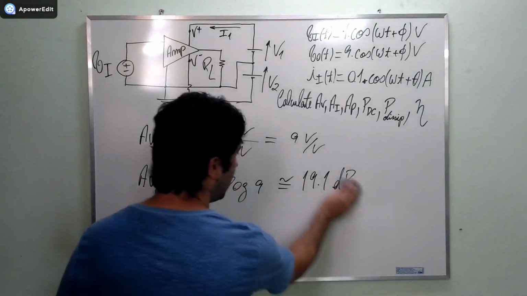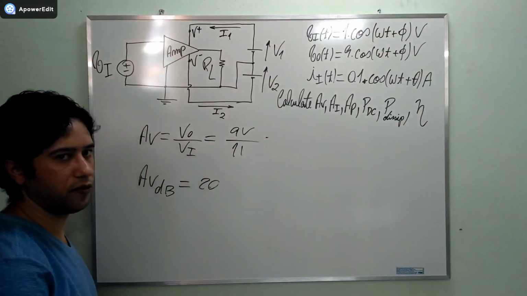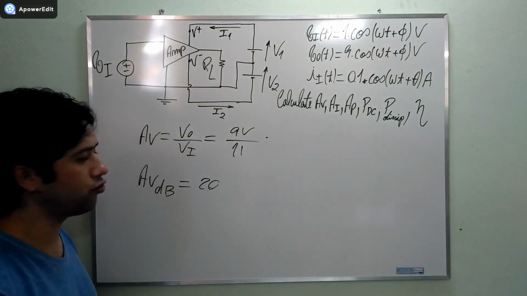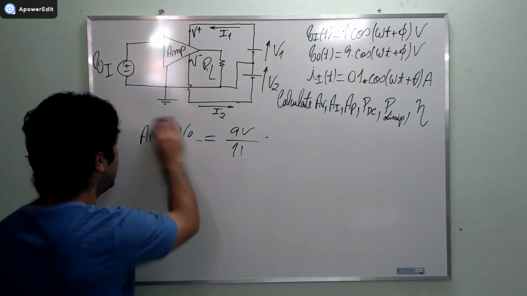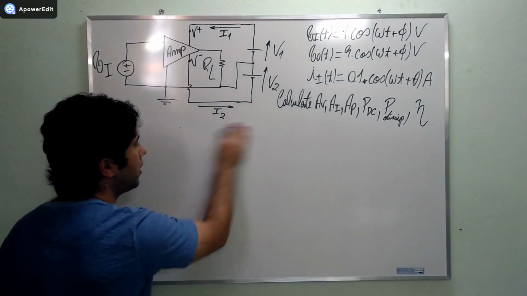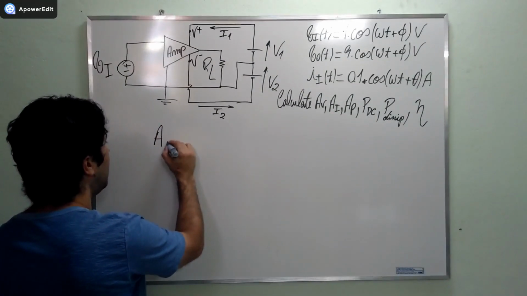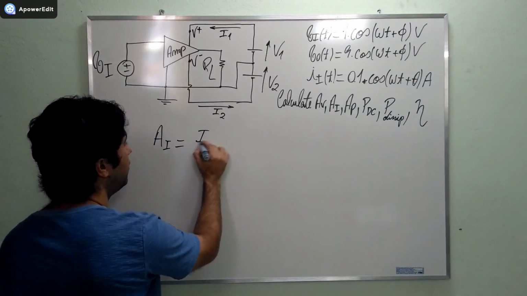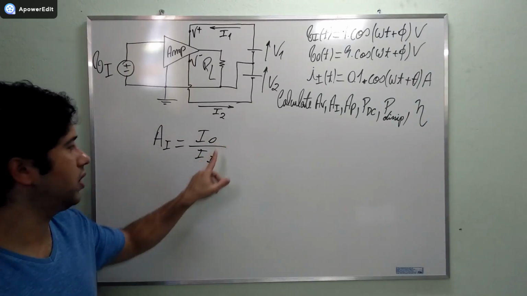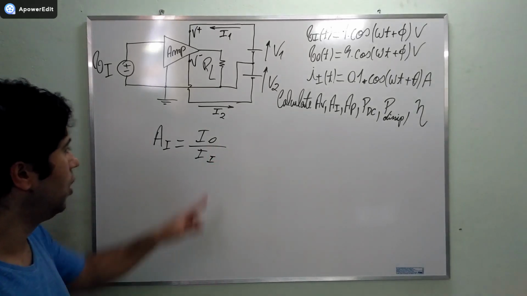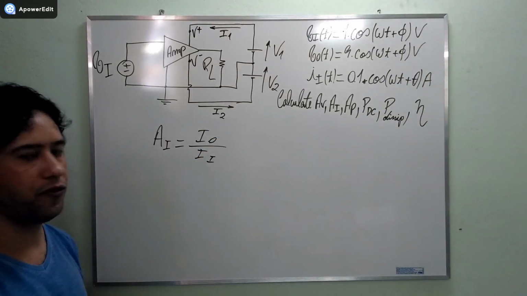Okay, friends? Are you understanding everything that I'm saying? If I am doing it fast, please pause the video and then you are going to understand it better. Now let's calculate the current gain. The current gain, AI, is going to be equal to I0 over II. So this is the output current and this is the input current. We don't yet have the output current. We need to do something to find it.